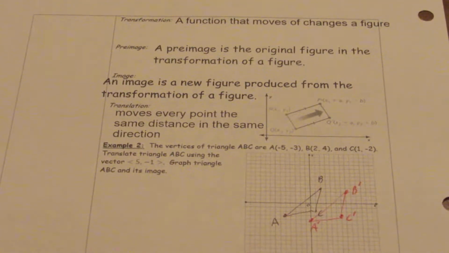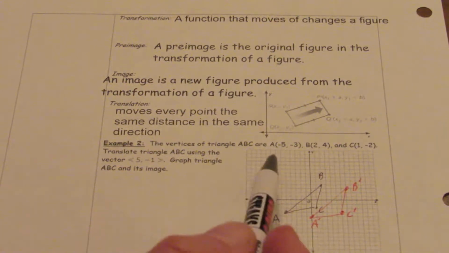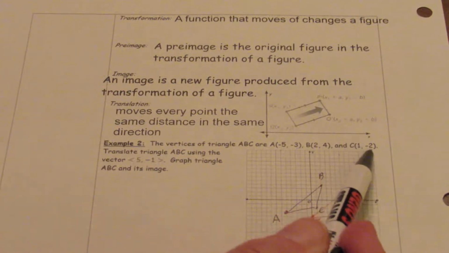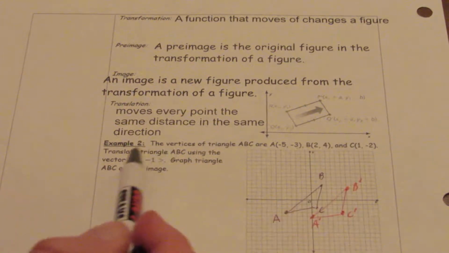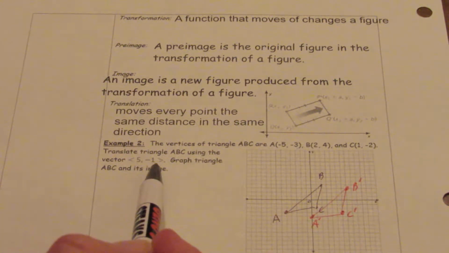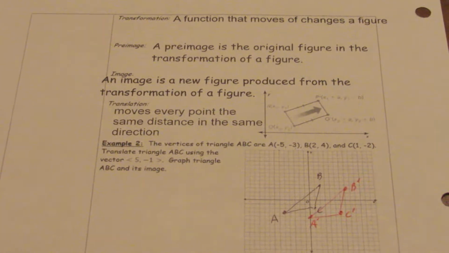So example 2 says the vertices of the triangle ABC are -5, -3, 2, 4, and 1, 2. Okay, translate the triangle using the vector 5, -1. Graph the triangle ABC and its image.